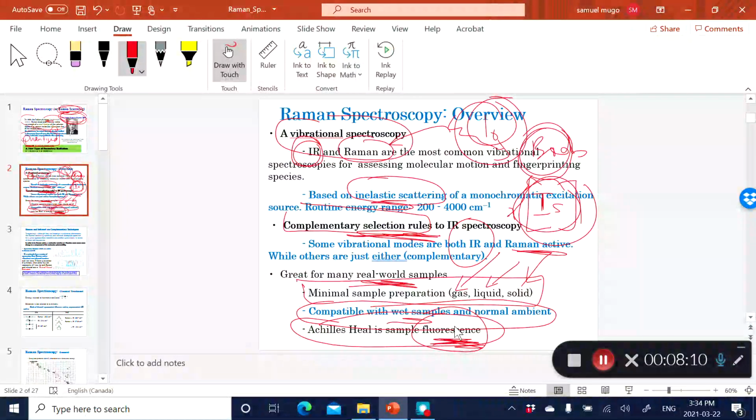Remember, fluorescence is based on light being emitted from transitions between electronic states. And so it tends to be a problem, particularly for compounds that tend to undergo fluorescence, which would be the conjugated compounds.